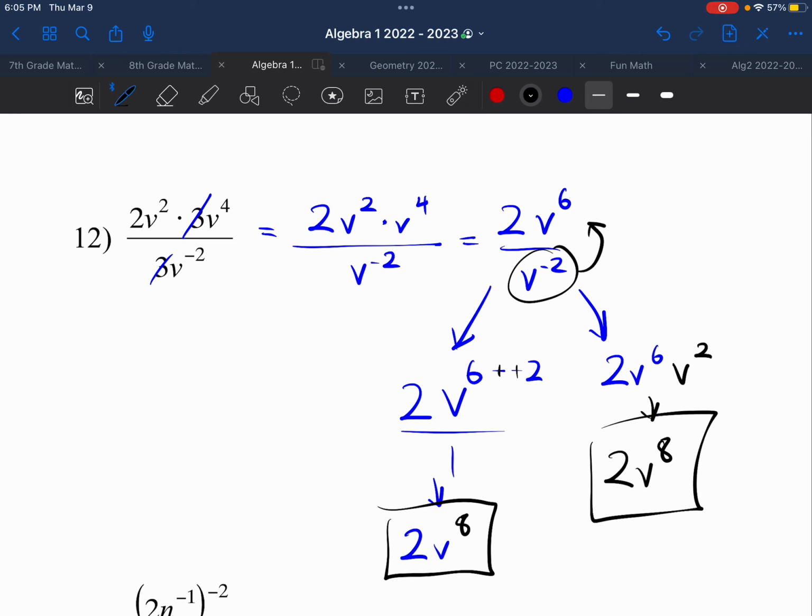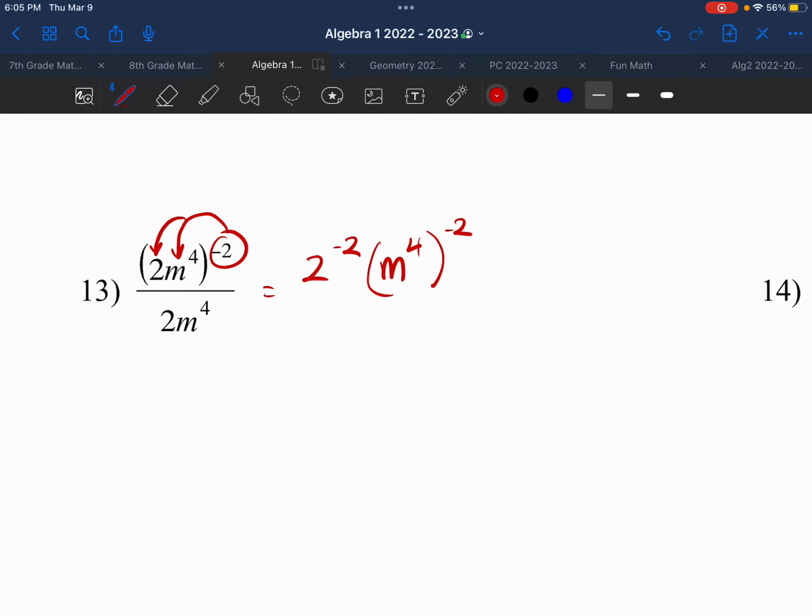All right. In number 13, what do we have? I have this -2. I'm going to have to distribute it first. So let's go ahead and do that. -2 to each base, to the m and to the 2. That's going to be 2 to the -2, m to the power of 4, also to the power of -2. All of that divided by 2m to the power of 4.